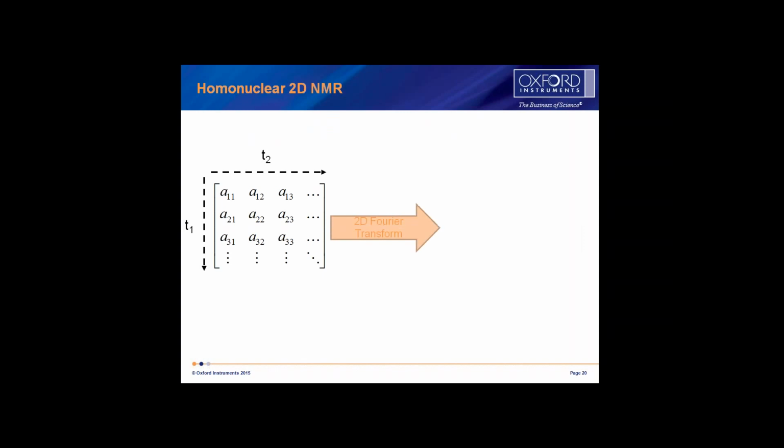This time data can be Fourier transformed with a 2D Fourier transform to generate our two-dimensional spectrum. Now here we've gone from two time dimensions to two frequency directions, F2 and F1. In this case, the amplitude of the signals, or the height of the signals, is represented as contours and is effectively coming out of the page.